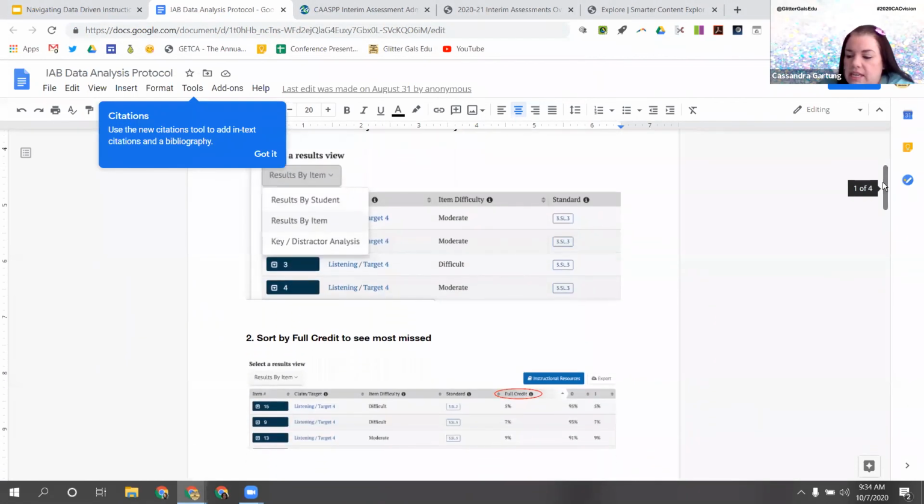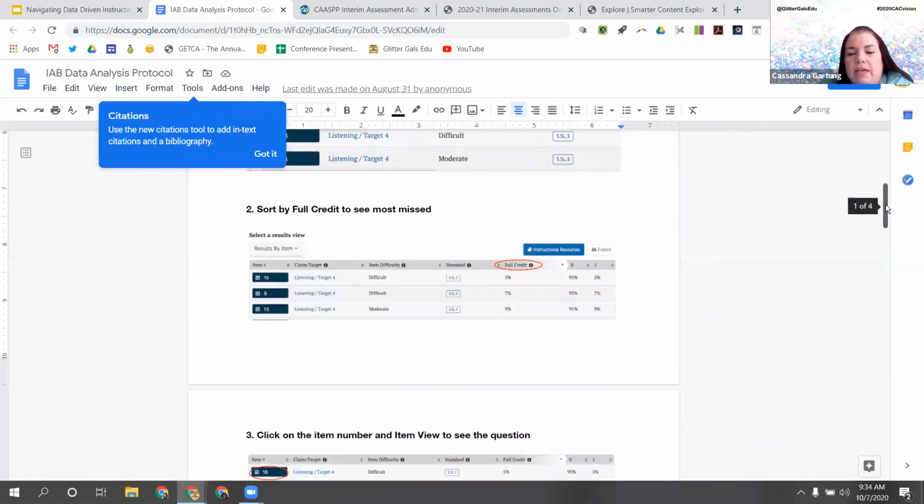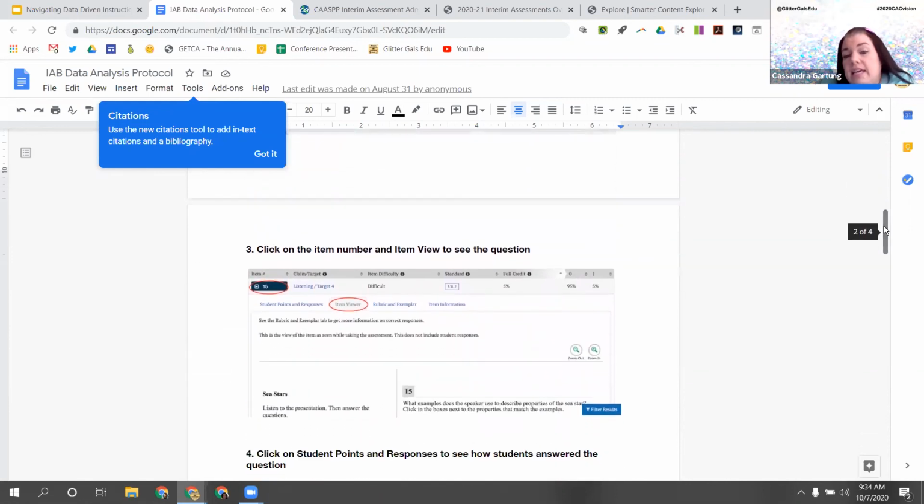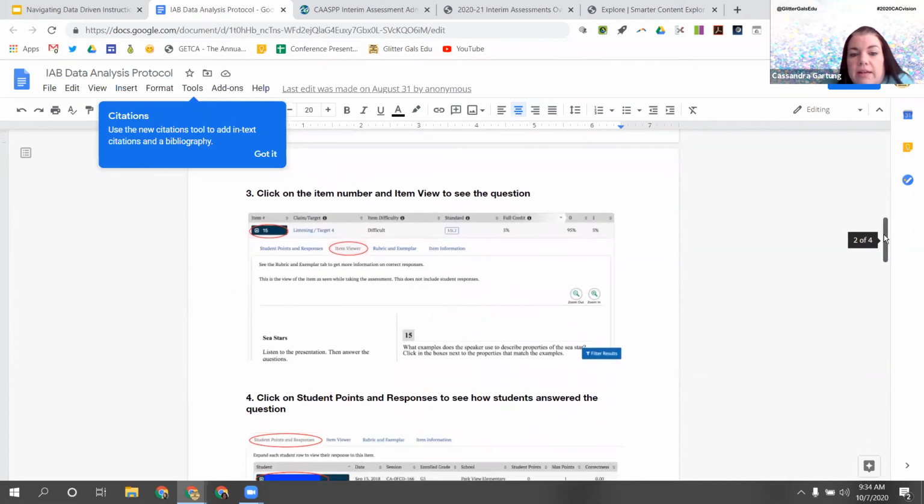And as you can see down here, we're going to start sorting by full credit because we're trying to see really what the most difficult questions are and what questions our students missed. So we're really going to sort by full credit to see which ones, you'll see, like kids with 0 percent. Because I had kids answer 100% zero on some of these questions. And then you're going to click on the item number and the item view to see the question so you can really dig deep. This system has a lot in it.